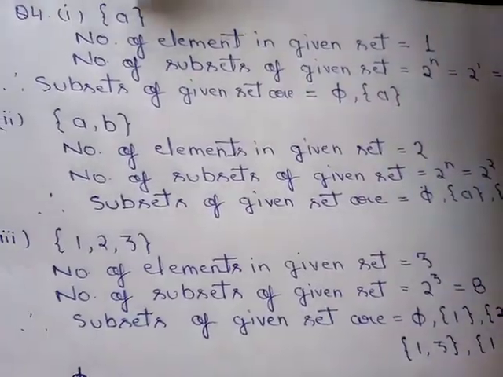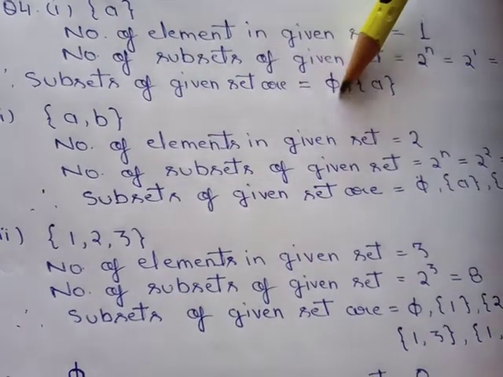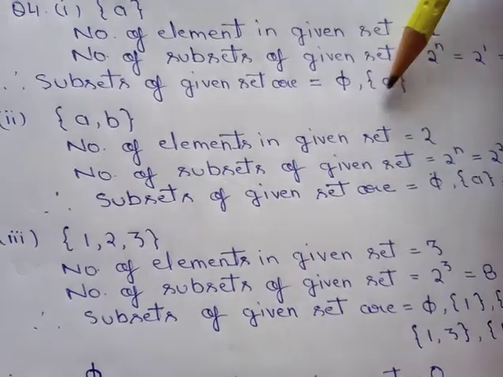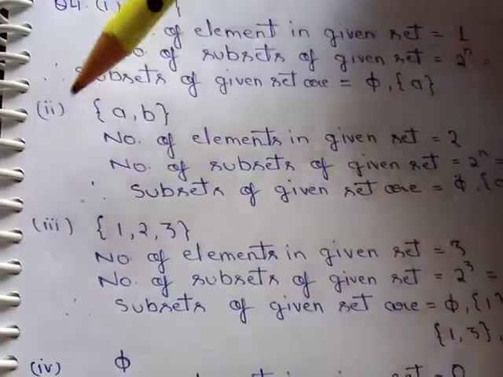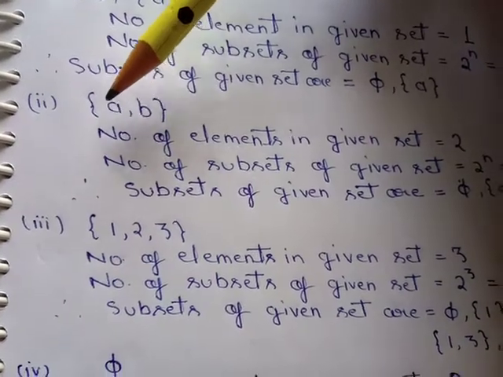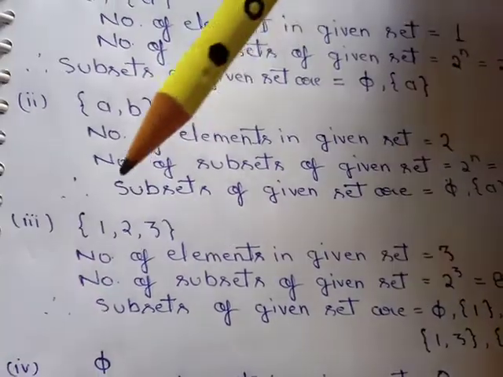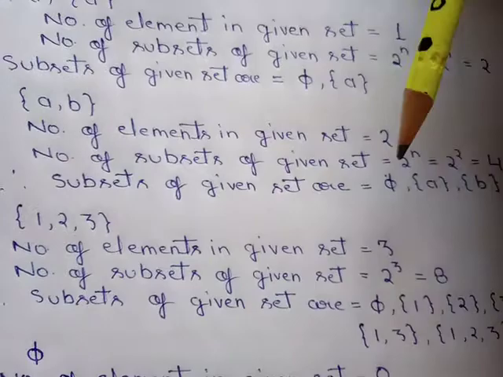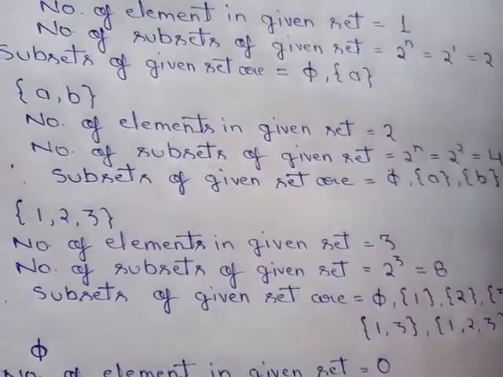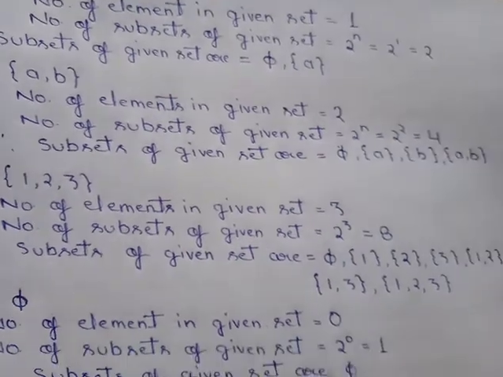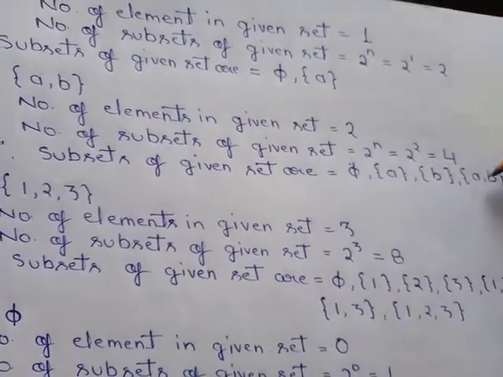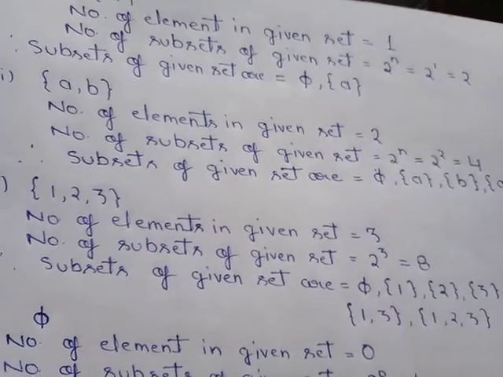So the subsets of the given set are, first, phi, because phi is a subset of every set, and second, A itself. Now the second part, set AB. The number of elements in the given set is 2, and the number of subsets of the given set is 2 to the power n. The value of n is 2, so 2 to the power 2 is equal to 4. Therefore the subsets of the given set are, first, phi, second A, B, and AB. So there are 4 subsets of the given set.